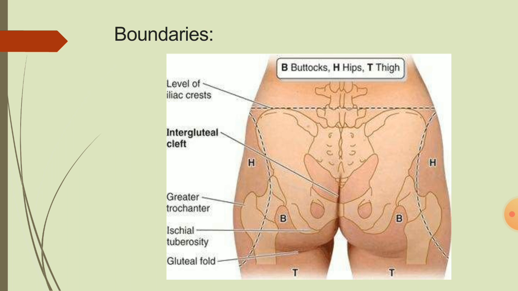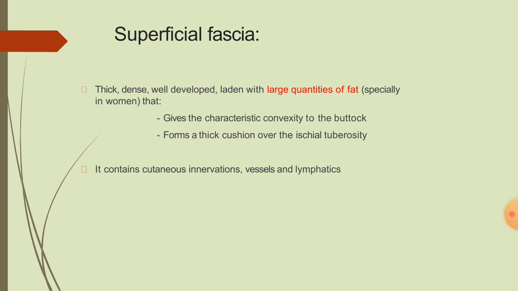In this image, we can see the position of the gluteal region in our body. Here, B stands for the buttocks portion, H for the hip, and T for the thigh. In the gluteal region, we have superficial fascia, which is thick, dense, well developed, and laden with fat, especially in women, which gives the characteristic convexity to the buttock. It forms a thick cushion over the ischial tuberosity. It contains cutaneous innervation, vessels, and lymphatics.